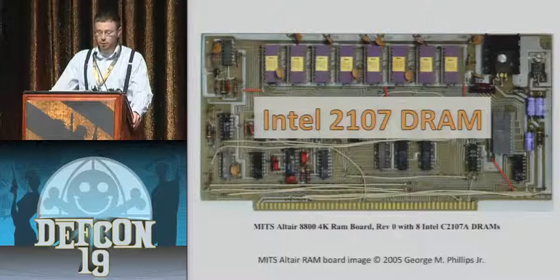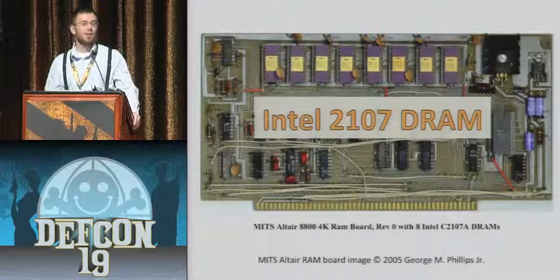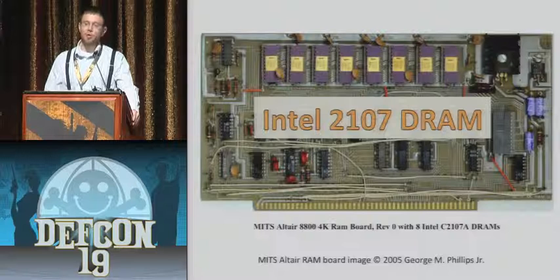But we don't use vacuum tubes these days. We moved on to transistors and then integrated circuits, and they're much more reliable, and we should have never encountered any problems with ICs and random failure. Right, guys? Well, not quite. This is a RAM board from the MITS Altair 8800.